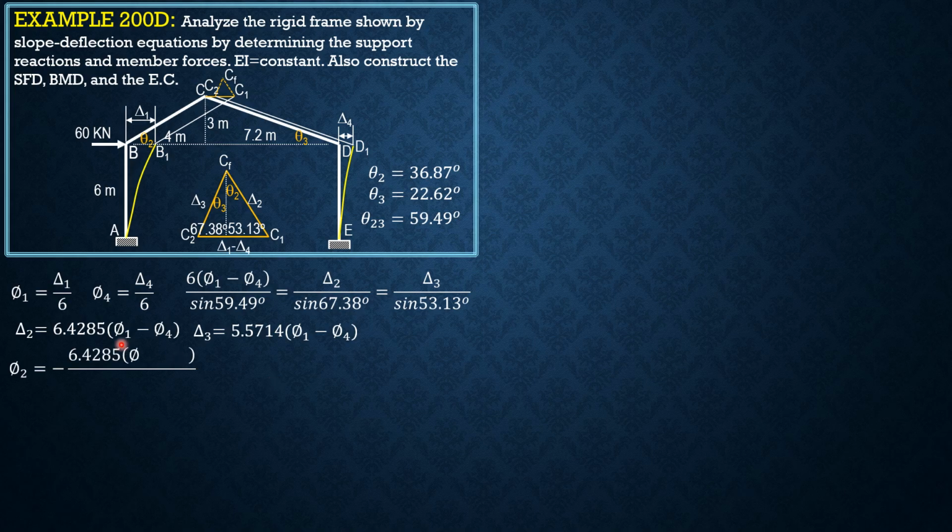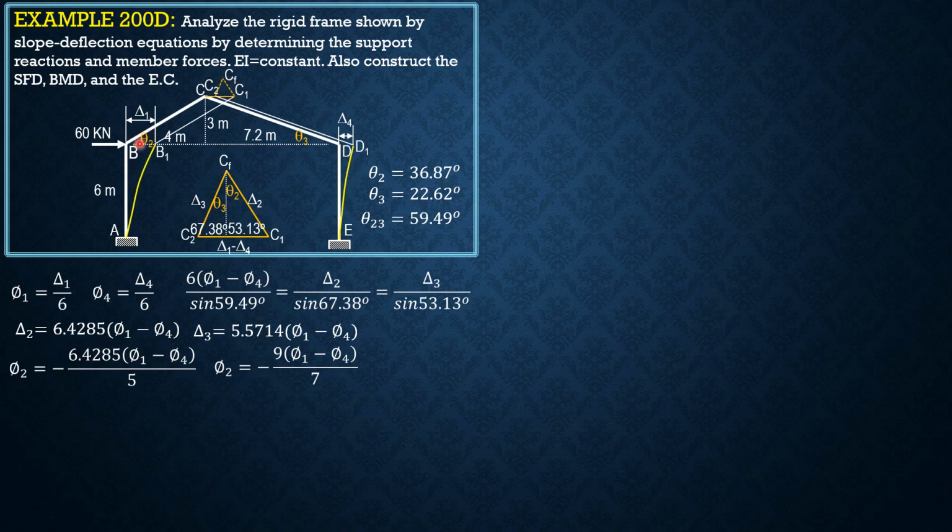So P sub 2 is delta 2 over length, which is 5. So 6.4285 quantity P1 minus P4 over 5, and that can be expressed as an exact value, negative 9 over 7 of quantity P1 minus P4. And it is negative because the rotation or the side sway is expected to be counterclockwise. So by slope deflection equation, counterclockwise rotation is negative.